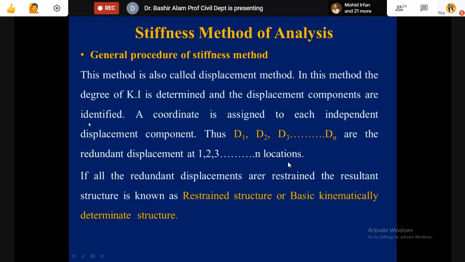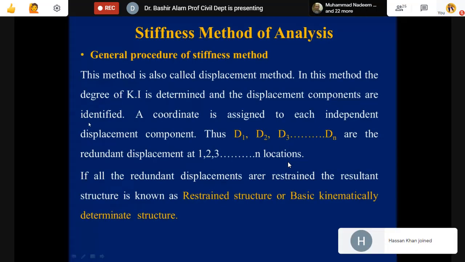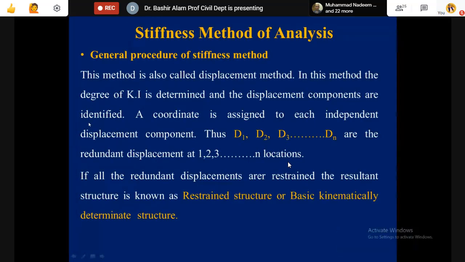If none of the joints has the capability to move, it means the structure is kinematically determinate. But if there are certain joints which have the capability to move, then we count those, and that number becomes the kinematic indeterminacy of the structure. A coordinate is designated to each independent displacement component.